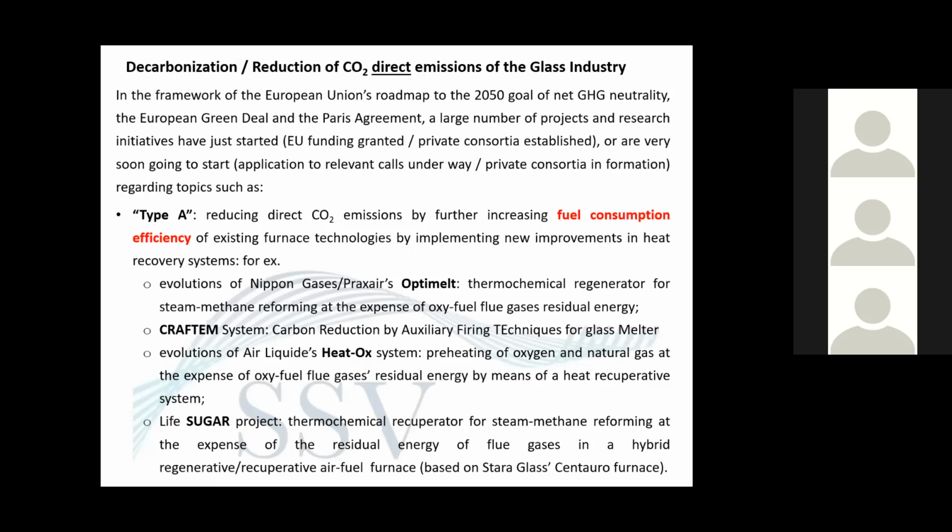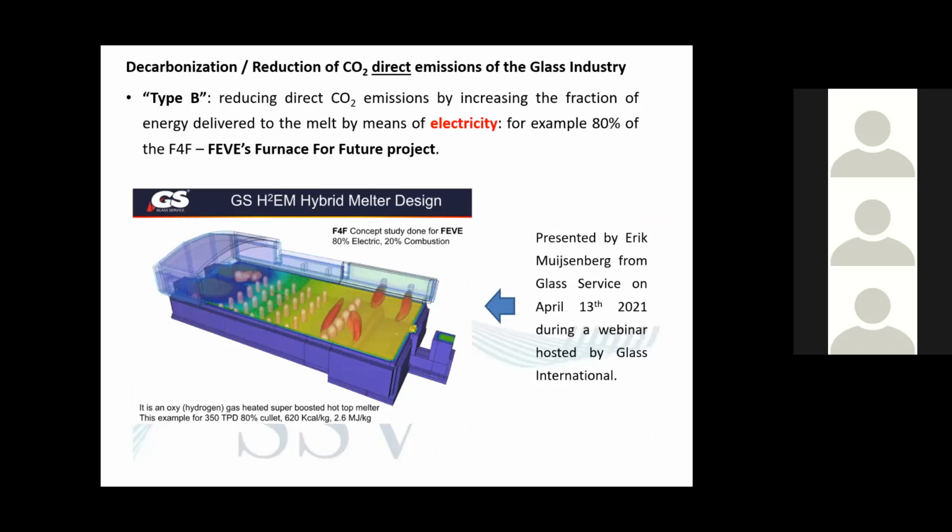Those are the type A ways of reducing CO2. Type B is also for reducing CO2. There is an increase in the fraction of energy delivered to the melt by electricity. So there is the FEVE furnace for future project, where the purpose is to reach 80% of the energy given to the melt with electricity.